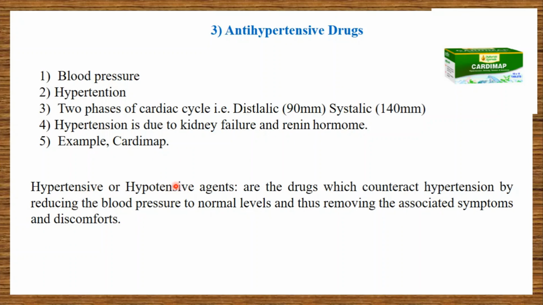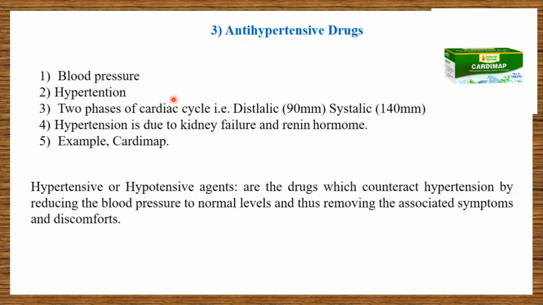The definition of hypertensive or hypotensive drugs is that these are the drugs which counter-react hypertension by reducing the blood pressure to a normal level and thus removing the associated pain, discomfort and symptoms, which are tiredness, dizziness and headache. That drug is called a hypotensive or antihypertensive drug. An example is Cardimap.